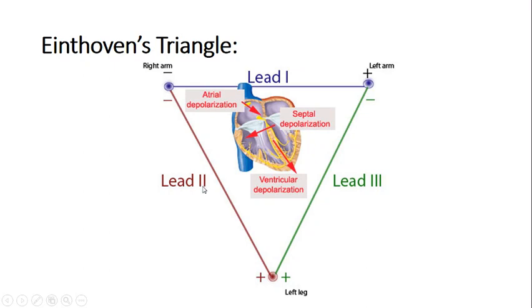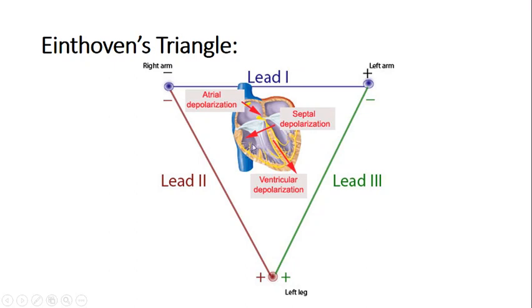But lead 2 is a lead that people generally like to look at the best, because it mimics the normal mean wave of depolarization through the heart from the SA node through into the ventricles. This is a positive electrode. The energy is going this way through the heart, and we get a nice, crisp, large deflection.